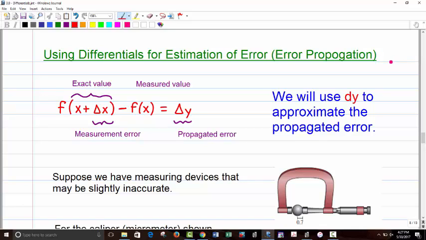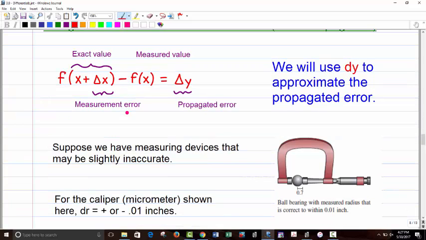I wouldn't worry too much about the terminology per se, but in this kind of problem, the exact value minus measured values, the exact value is something we're not often sure of. And that delta x is called the measurement error, and this delta y is called the propagated error. The problem is we don't 100% know if the exact value is really exact, so we're going to use the dy idea to approximate what that error would be, because calculating that error is somewhat impossible.